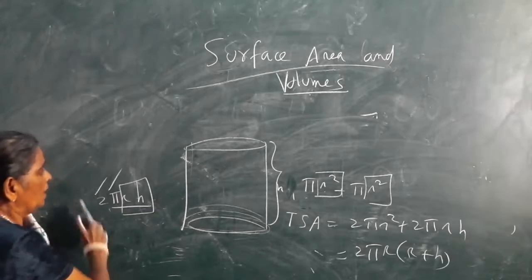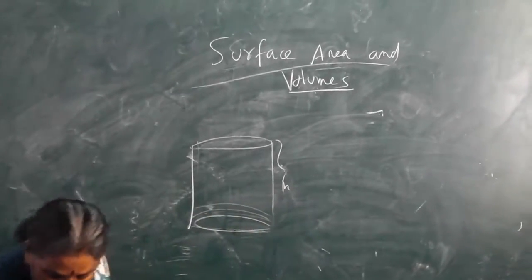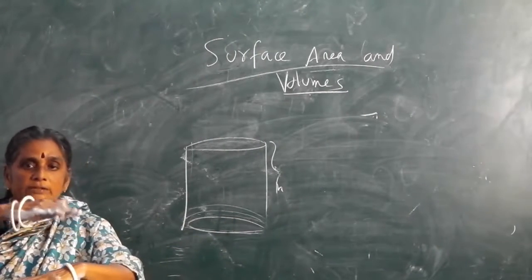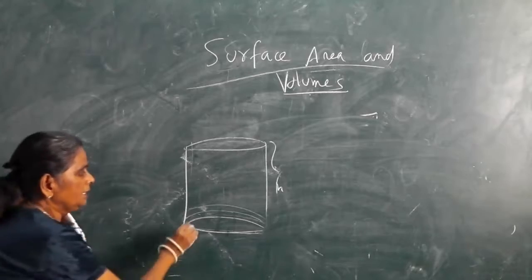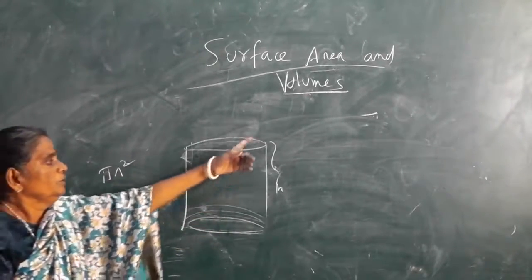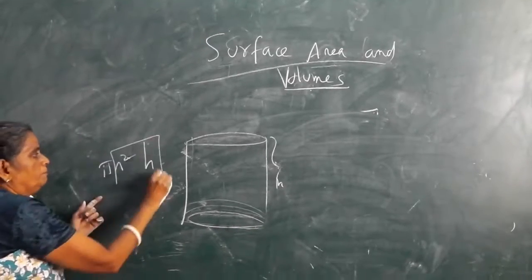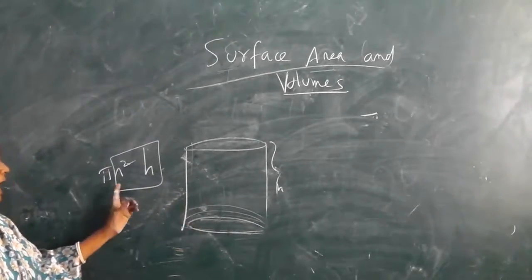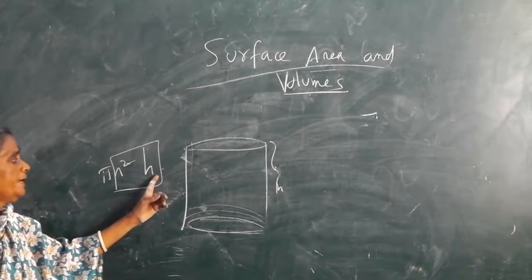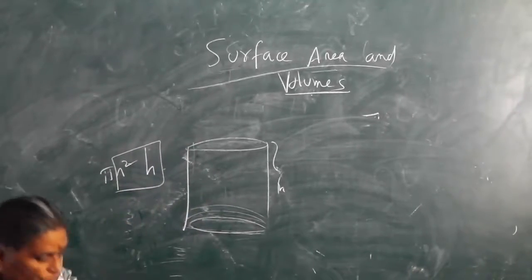Okay. Now, we'll talk about volume. What is the volume of a cylinder? All circles arranged over each other. Each surface will have area pi r square. To what height? H. So, pi is constant, r square is square unit, multiplied by linear will give you cubic unit. Volume of a cylinder is pi r square h.